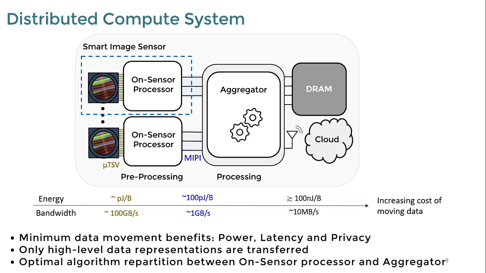Also, here a key component is the optimal repartition of the workload between what we are going to compute in the on-sensor processor and what we are going to compute on the aggregator.